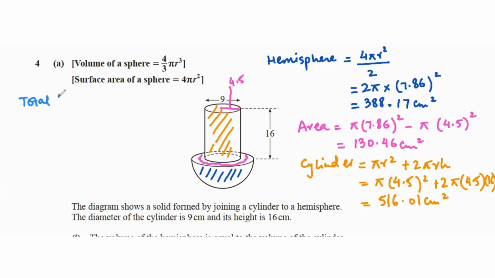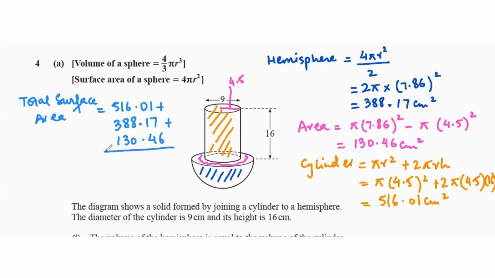Now we go to the total surface area. Total surface area equals the sum of 516.01 plus 388.17 plus 130.46. And that's going to equal 1034.6 centimeters squared. That is your total surface area of this composite 3D shape.